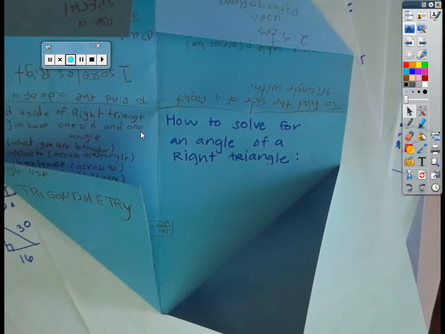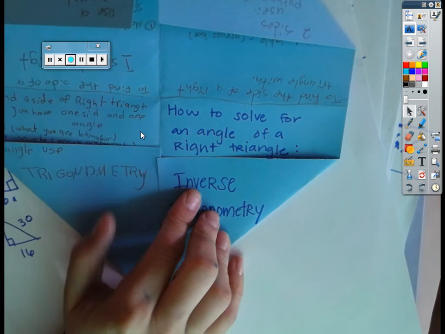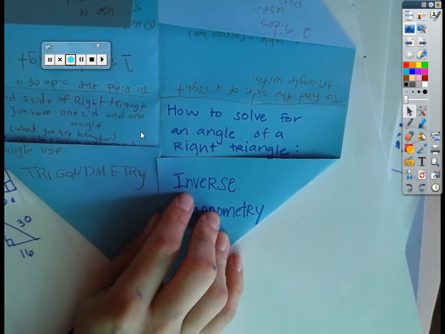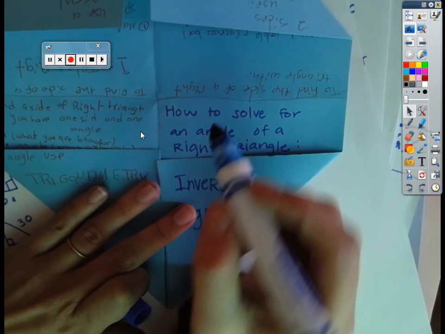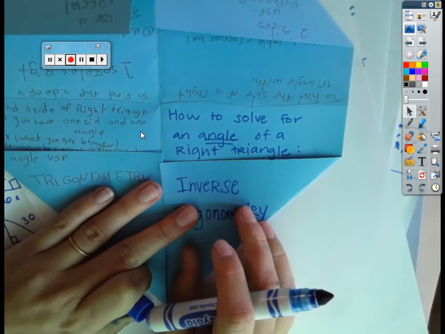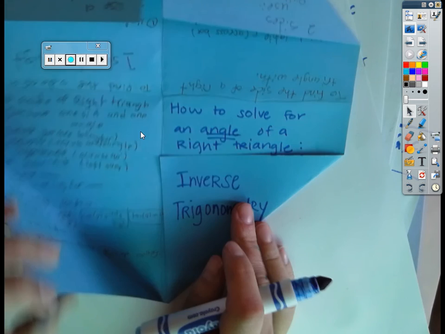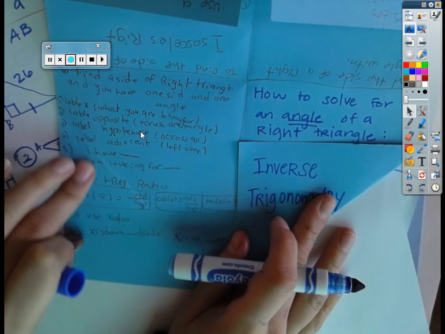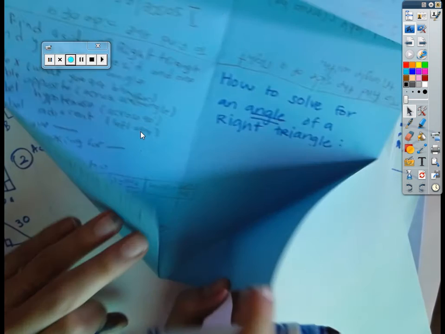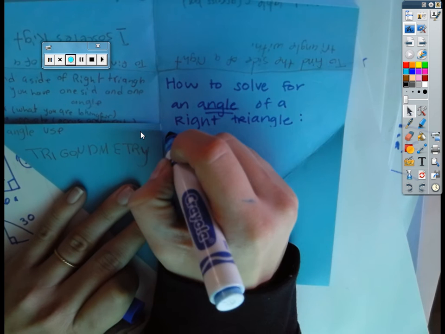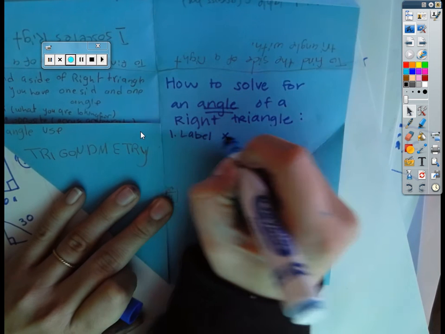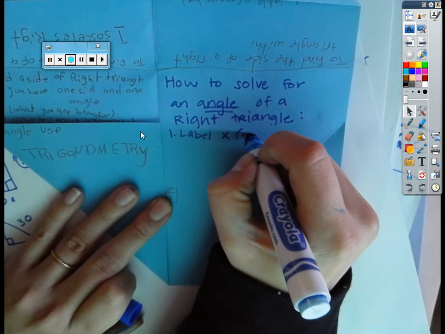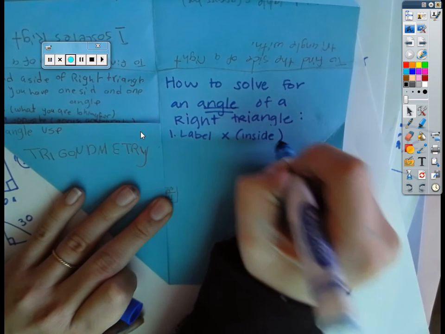Okay, so this is almost going to be the same as trigonometry. This is inverse trigonometry because we're solving for an angle. This is different than any of the other ones because the other ones we were solving for sides. So it's almost going to be the same steps. You're still going to label X. X goes inside this time because we're solving for an angle.